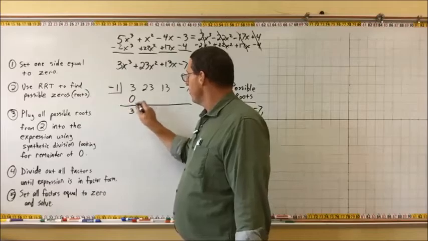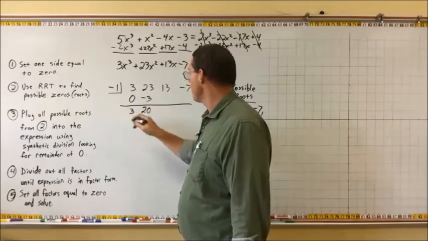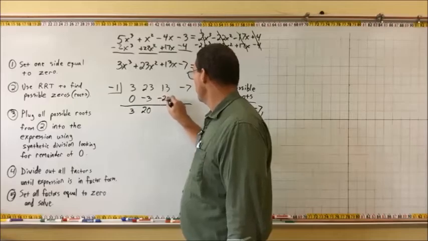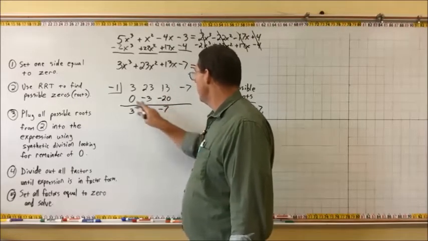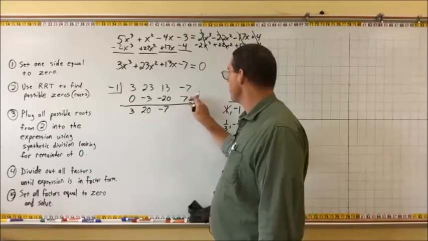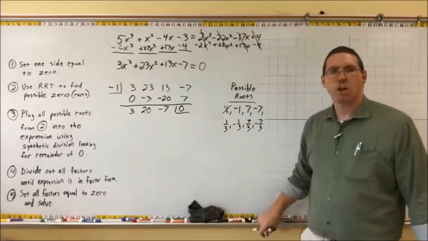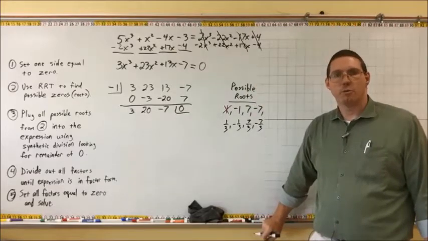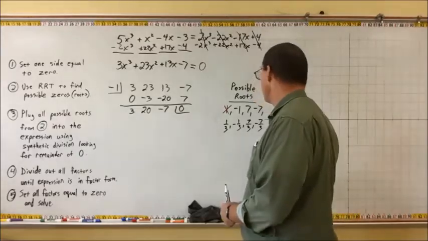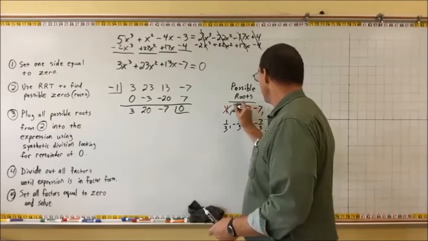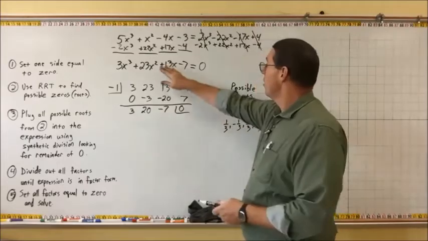3 times negative 1 is negative 3. Plus 23 is 20. 20 times negative 1 is negative 20. Plus 13 is negative 7. Negative 7 times negative 1 is positive 7. Minus 7 is 0. So we have our first rational root. Okay? So we know that negative 1 is one of the roots of this polynomial right here.